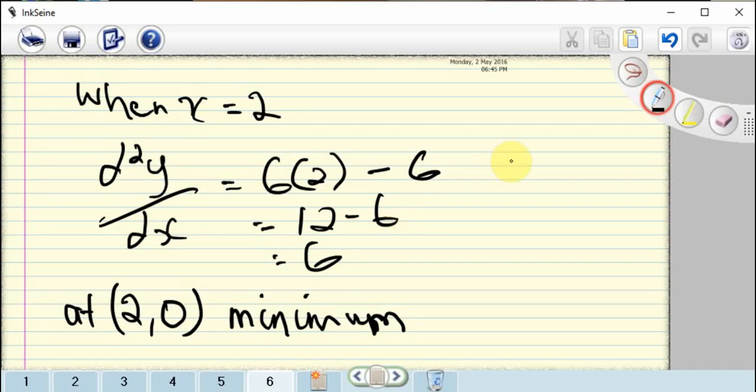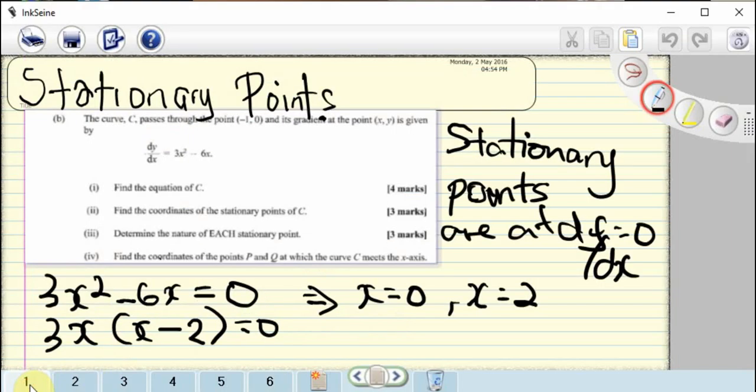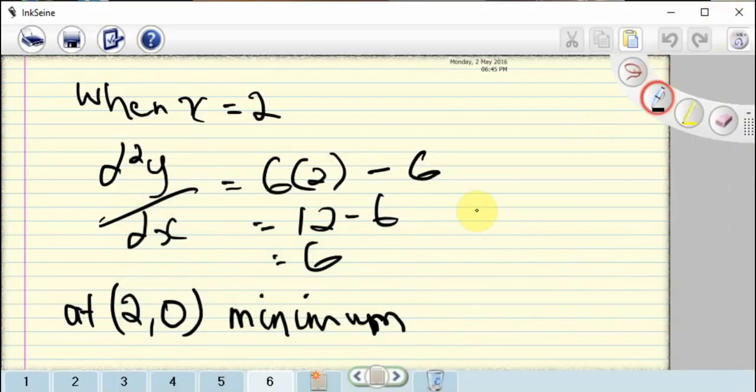Alright, so we have answered part 3 of the question. Let's take a look at part 4. It says find the coordinates of the points P and Q at which the curve C meets the axis. Okay, so for that question, we look at it in another video.